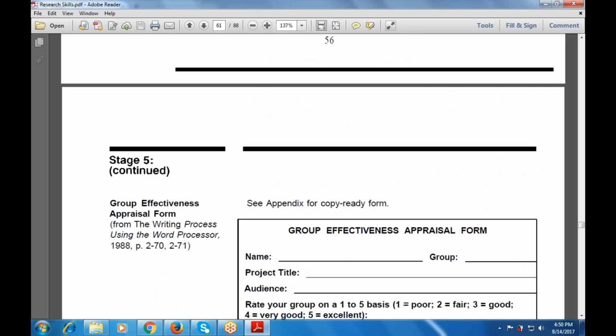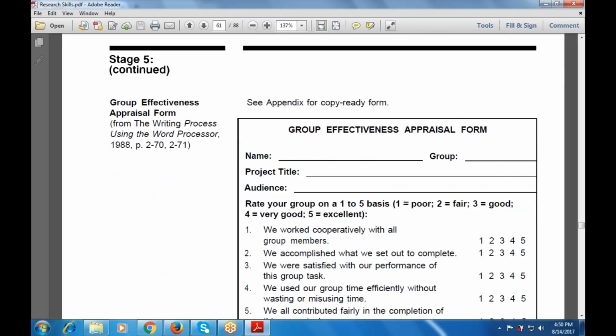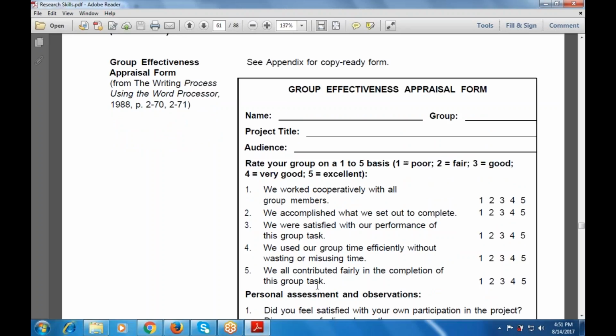The next is a group effectiveness appraisal form. This is one of the copies that shows the name, the group, project title, audience. The rating is on the basis of 1 to 5. 1 is poor, then 2 is fair, 3 good, 4 very good, and 5 excellent. So we work cooperatively with all the group members. We accomplished what we set out to complete, and we were satisfied with the performance of our group task. And we used our group time effectively or efficiently without wasting or misusing the time. And we all contributed fairly in the completion of this group task.